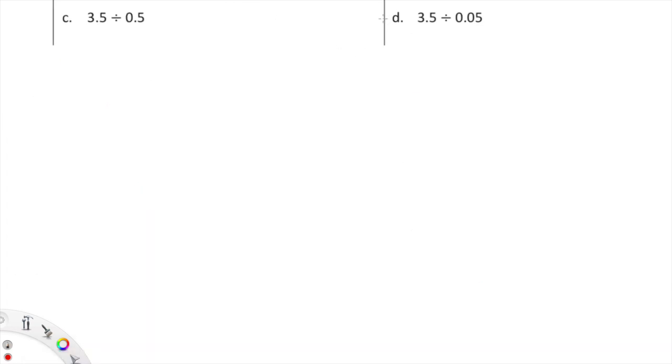We are looking at D in the same section. So we're looking at 3.5 divided by, this time, 5/100. The first one we were dividing by 5/10. So let's rewrite this division expression as a fraction because you all know that this division symbol can be replaced with a fraction bar. So 3.5 divided by 5/100 can also look like this.